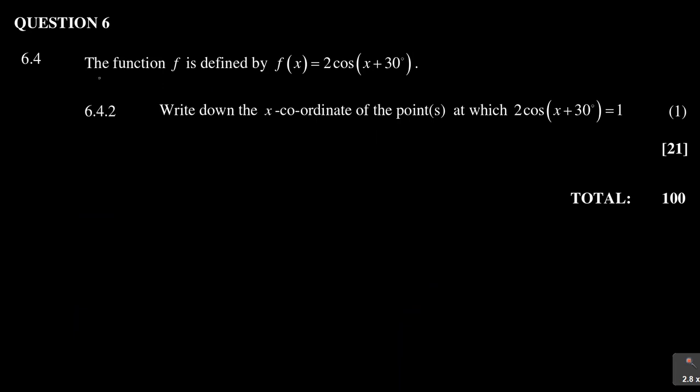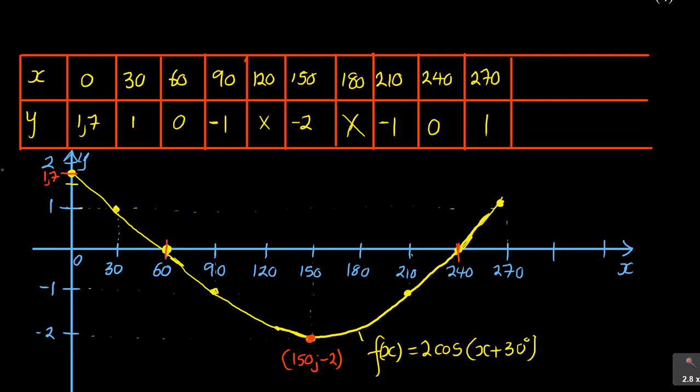It says we're still looking at the 6.4, and 6.4.2 says write down the x coordinate of the point or points at which that is equal to that. That is 1 mark. So they want the x coordinate, just the x values, not the y values. If it's 1, it's okay, but if it's more than 1, write all the points at which this is equal to 1. So now you need definitely to go to your graph to use that.